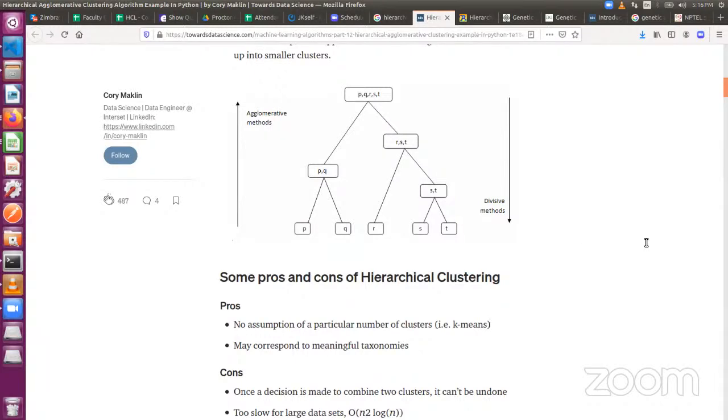And why only S and T? Why not P and Q, sir? See, actually, it is not that we should not take P and Q. The process is that we are choosing the two nearest points. So if P and Q are the nearest points, P and Q would be grouped first. Here it is found that S and T are nearer, so S and T are grouped together. That's all.